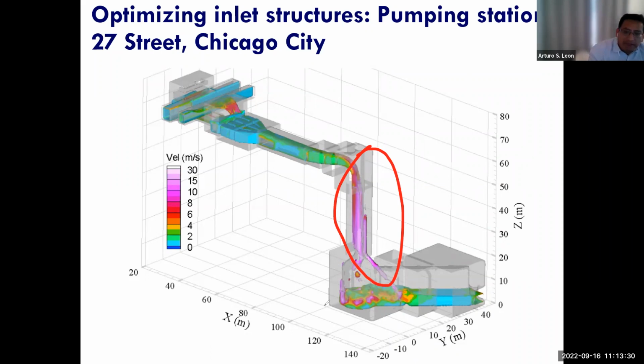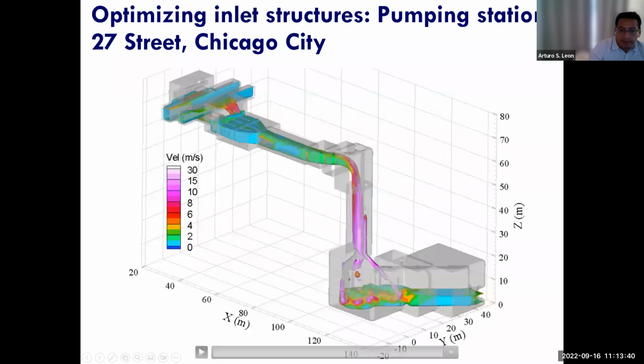And then once they fixed this, we also found out about the gates, let's see. Then after there was some expansion of the drop shaft, there were no more problems.